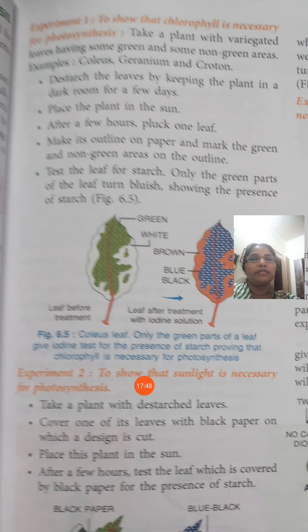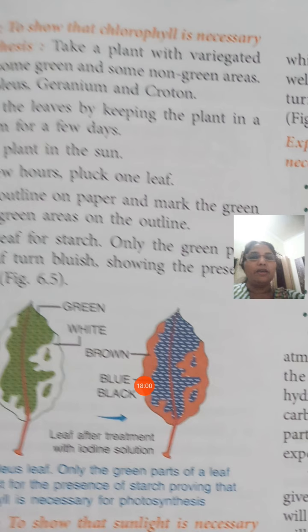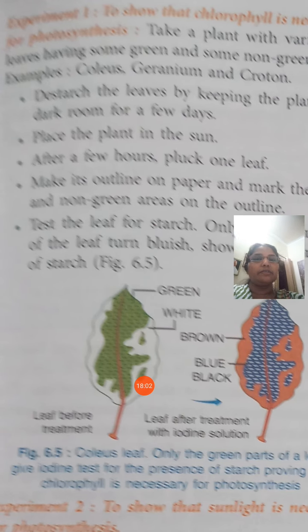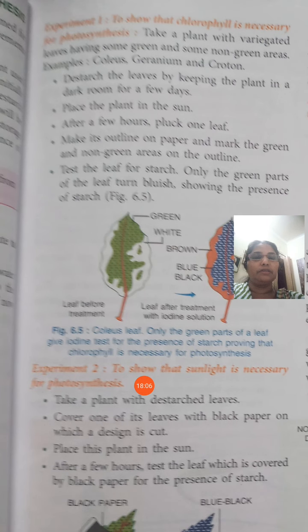Then the first experiment you can see is to show that chlorophyll is necessary for photosynthesis. Here we take a variegated leaf. A variegated leaf means a leaf having some green and some non-green parts. In one board exam there was a question: what is meant by a variegated leaf? The leaves having some green and non-green areas.